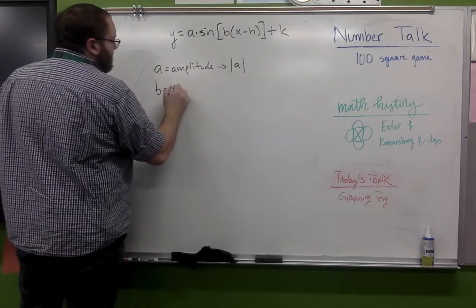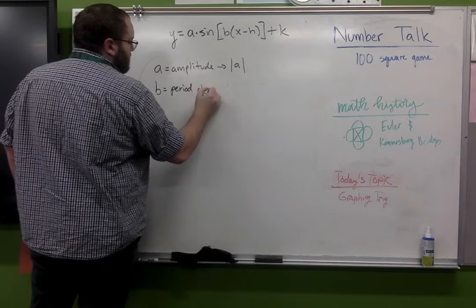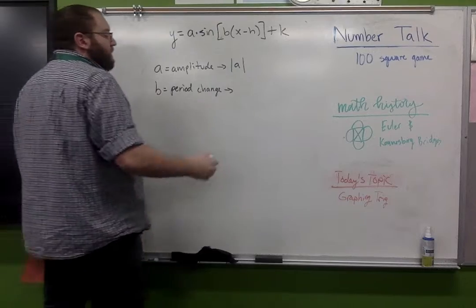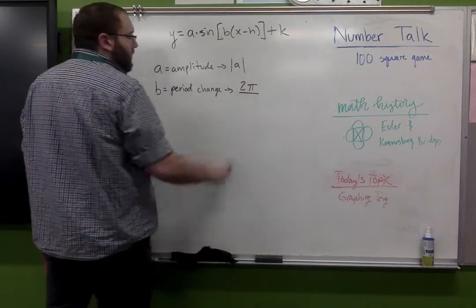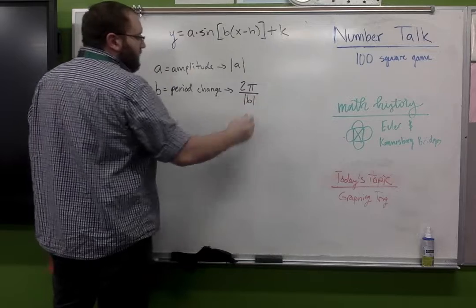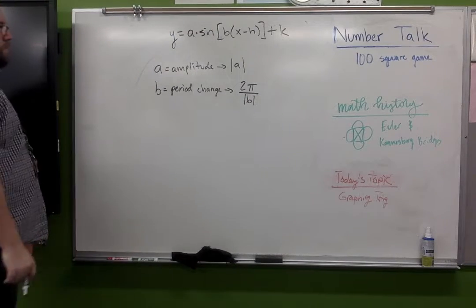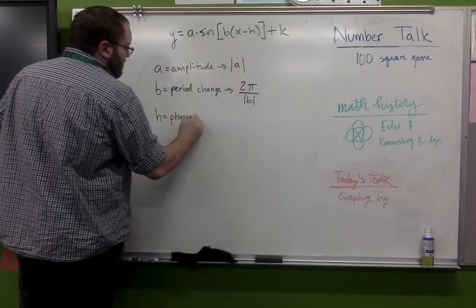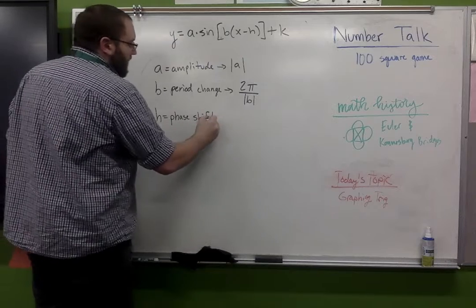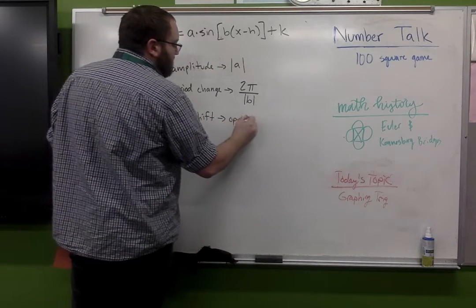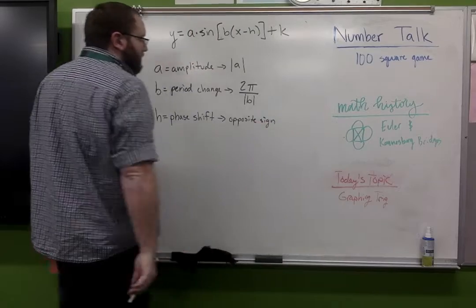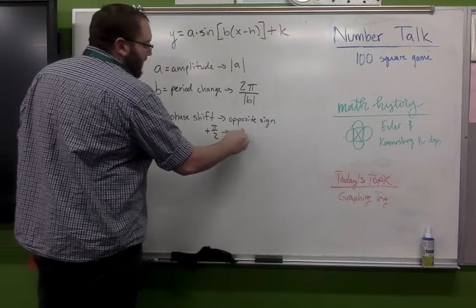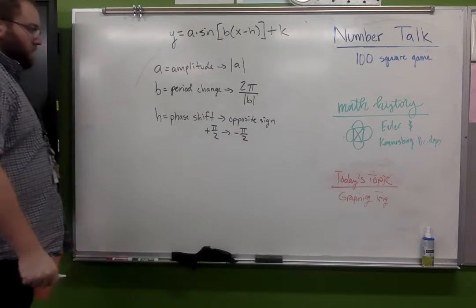B is the period change. If there is a period change, you find the period by taking the original period, so 2 pi in our case, and divide it by absolute value of b. H is the phase shift, and it's opposite sign. So for example, if I had plus pi over 2 as my phase shift, I would go minus pi over 2 when I'm actually graphing it.